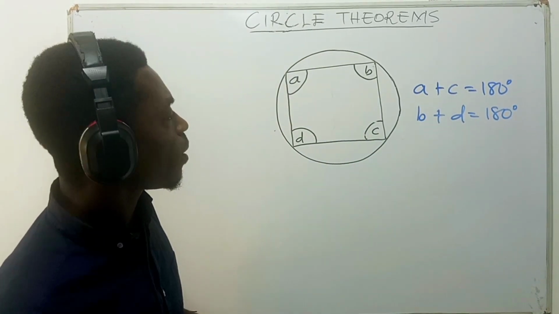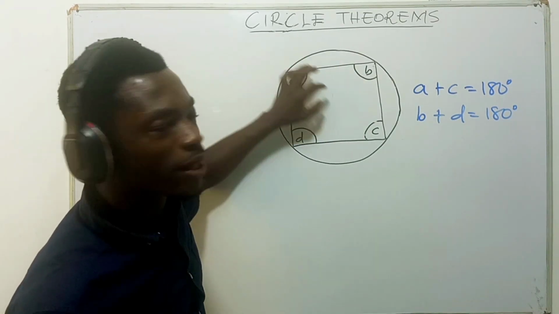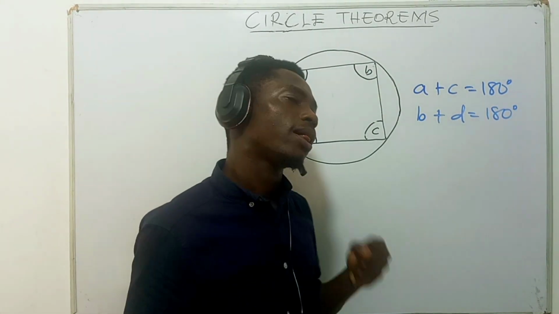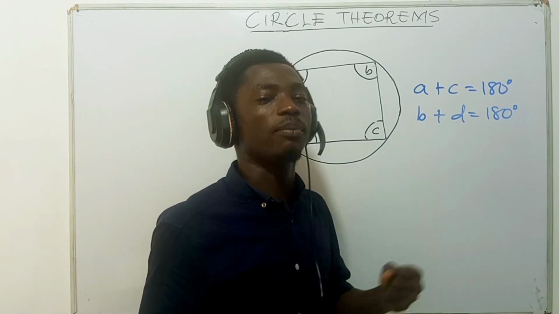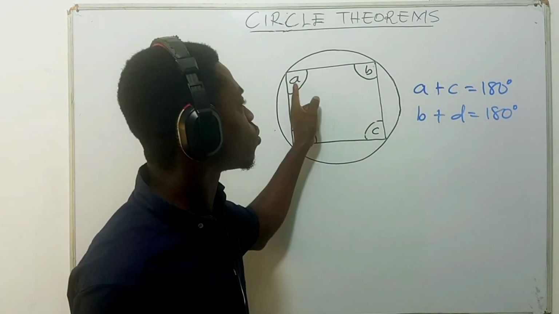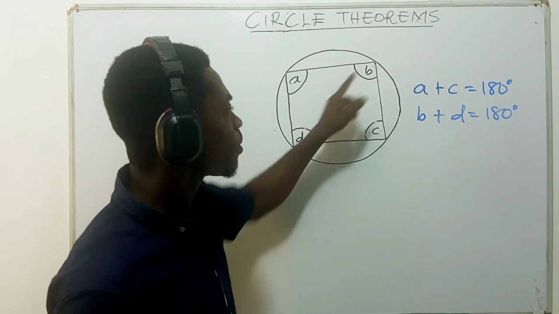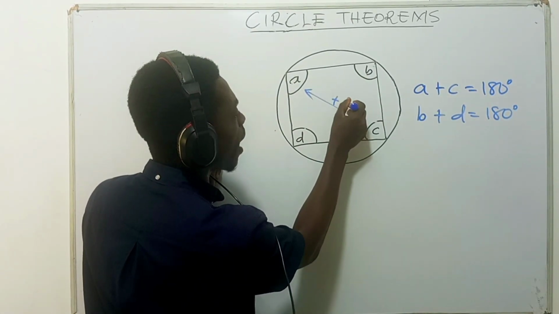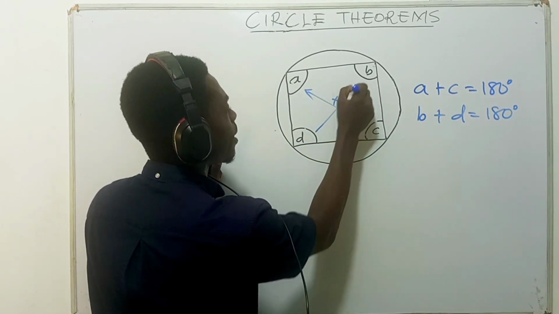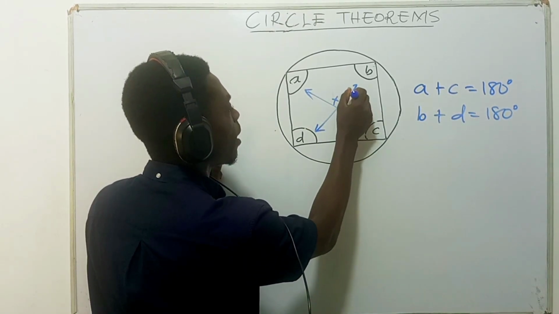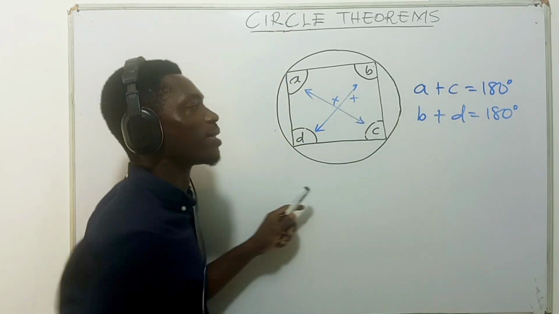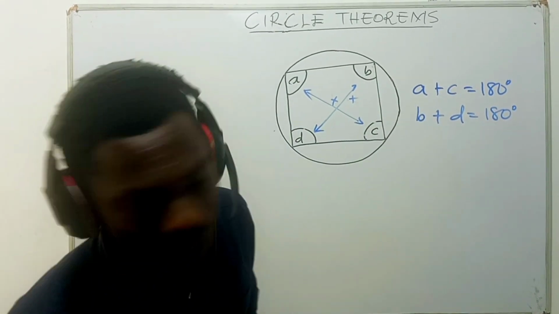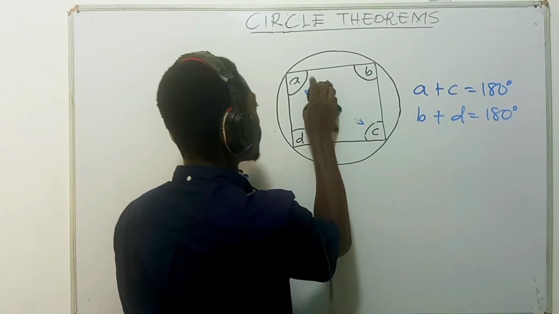So first of all, note that the sum of the two opposite interior angles of a cyclic quadrilateral is supplementary, meaning they add up to 180 degrees. All right, so this and this add up to 180 degrees, and then this and this also add up to 180 degrees. As simple as that, just as I have written over here. All right, so this is basically what the seventh theorem is saying.